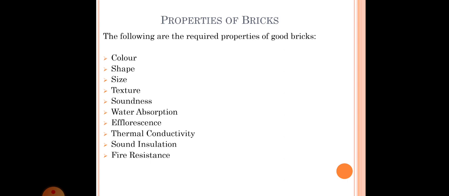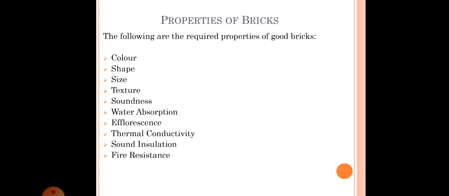Now coming to the next, that is the texture. The brick should possess a very fine, dense and uniform texture, and they should not possess any cavities or any unburnt lime, etc. The texture should be fine and dense. And then the next property, that is soundness. Whenever we take two bricks and strike them against each other, it should produce a clear ringing sound, or whenever we strike it with a hammer, it should produce a metallic sound. Then we can say that it is sufficiently sound.